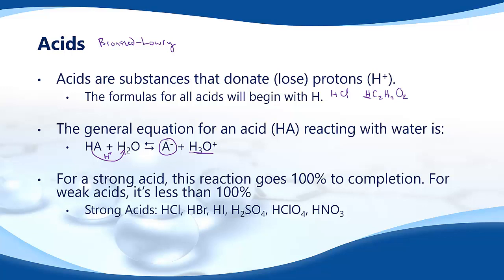We have 6 strong acids. These are commonly nicknamed the Big Six. We have hydrochloric, hydrobromic, hydroiodic, sulfuric, perchloric, and nitric. Those are the 6 strong acids. Any other acid is by definition weak. Right, so those 6 will break up 100%.